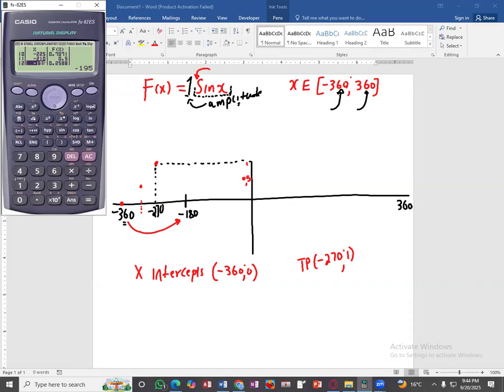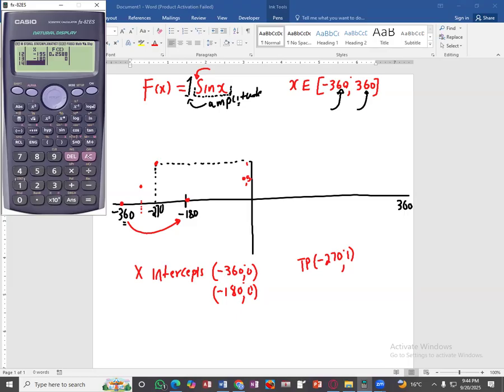Negative 195, negative 180 and 0. This is the x-intercept. Negative 180 and 0 is the x-intercept. Let me write it down. I need it. How do I know that is the x-intercept? The y value is 0. So now I'm going to show it. It's here. So now, boom, I no longer have information because I said, give me the information from negative 360 to negative 180.